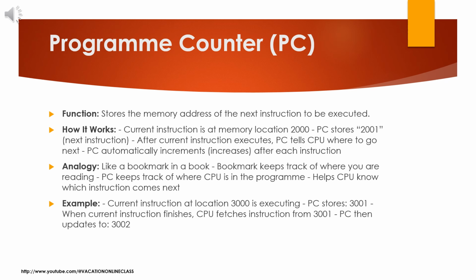Next, let's look at the program counter, commonly referred to as the PC. The function of the PC is to store the memory address of the next instruction to be executed. While the CPU is busy working on one, the PC is already looking ahead to the next one. To understand how it works, imagine the current instruction is at memory location 2000. The PC, or program counter, will store 2001. As soon as the current instruction finishes, the program counter tells the CPU exactly where to go next.